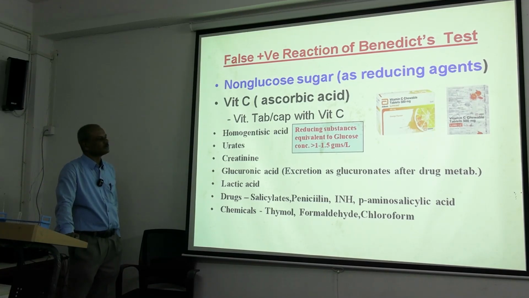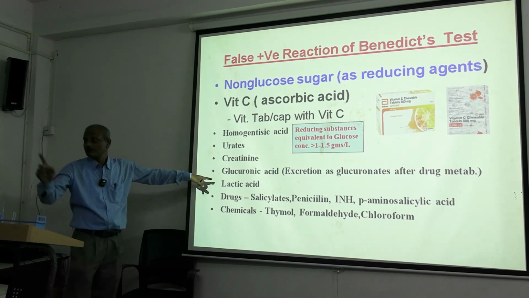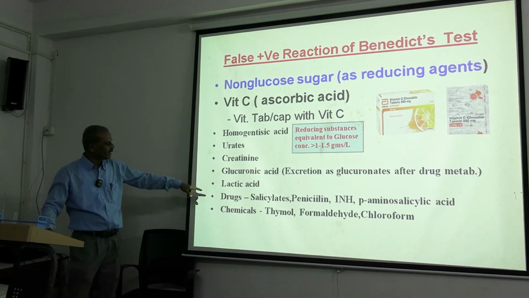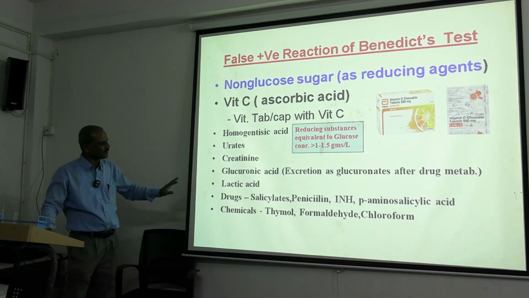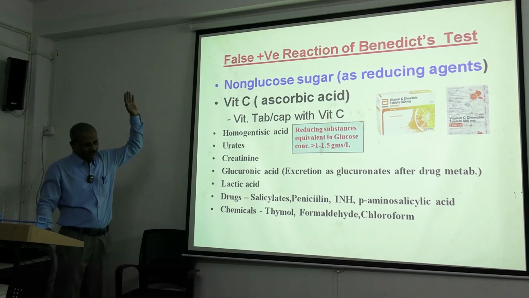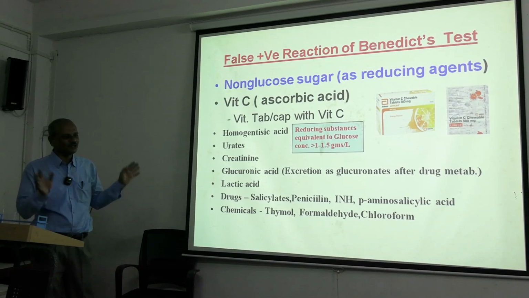So I'll bring you one vitamin C tablet, dissolve it, and demonstrate it to you. Note down all these things: homogentisic acid, urate, creatinine, glucuronic acid. I told you, glucuronic acid positive, lactic acid, drugs, salicylate, penicillin, INH. If this comes at least in one breath, you tell all these things, so that he has read completely, thoroughly.